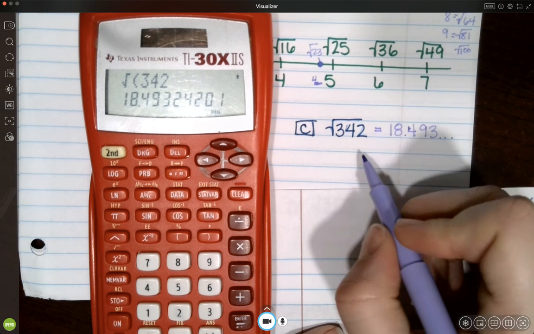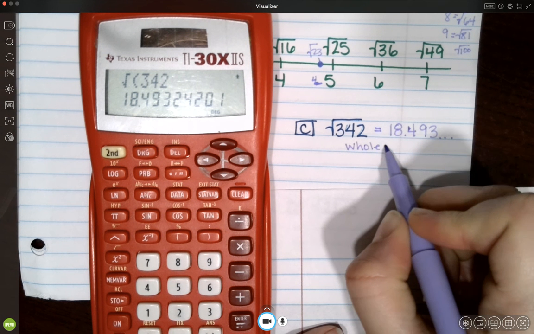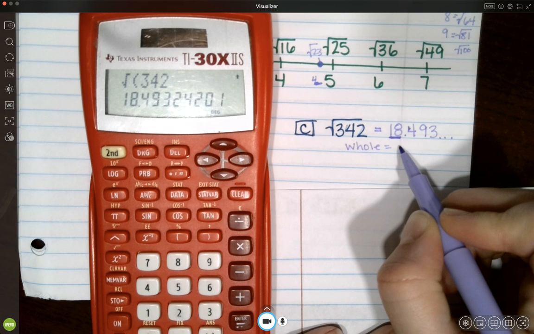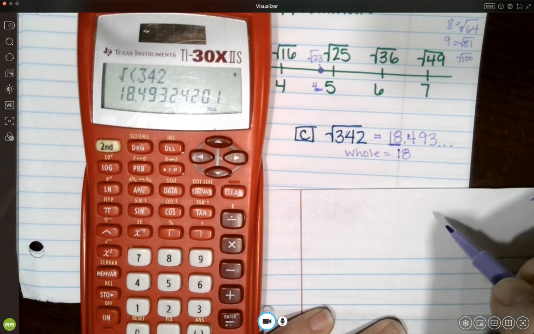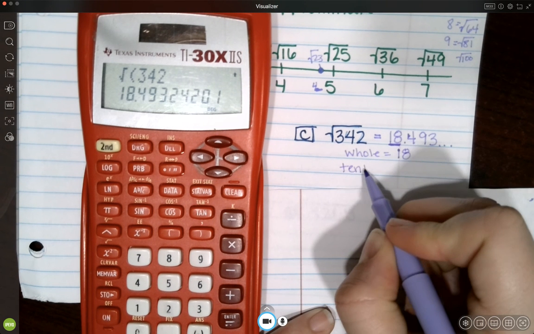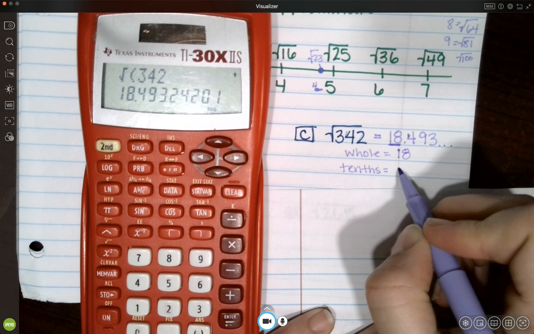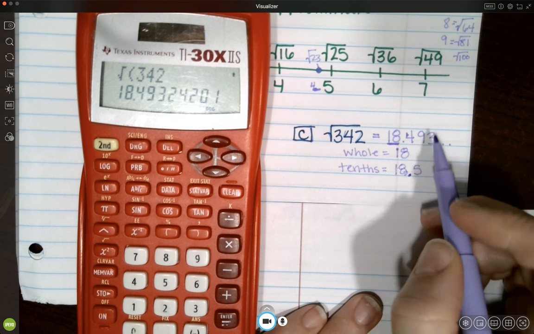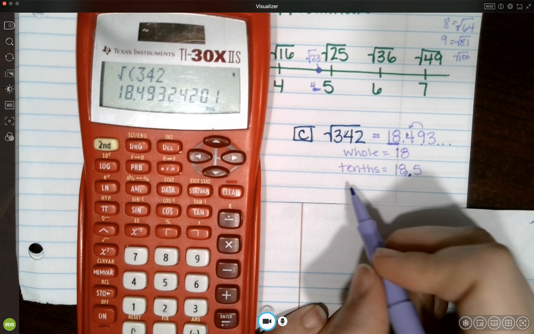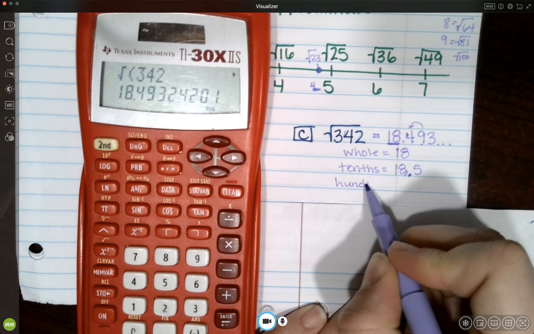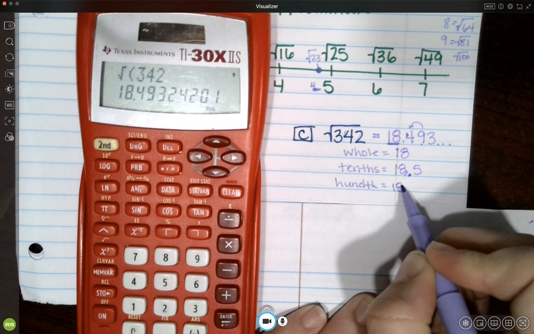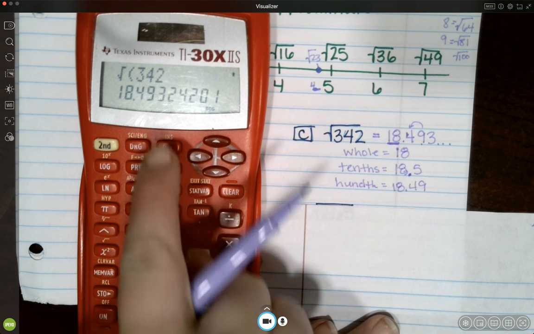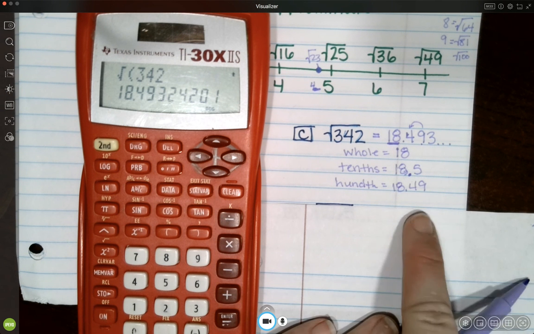If they ask me for the nearest whole number, that means the numbers that are in front of the decimal. I'm not quite halfway, so the nearest whole number would be the number 18. If they ask me for to the tenths place, I would say that this is 18.5, because that 9 tells the 4 to bump up. And if they said to the nearest hundredths place, I would say that this is 18.49. So all depending on how they ask me for my data, I can use the information in my calculator to then plug it in.